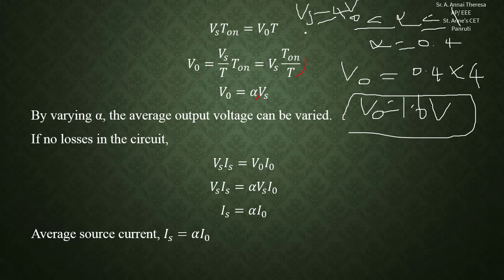What is the input voltage we took? 4 volt, but the output voltage is 1.6 volt. So it has been stepped down. So this output voltage is lesser than this input voltage. That's why this type of converter is called buck converter.